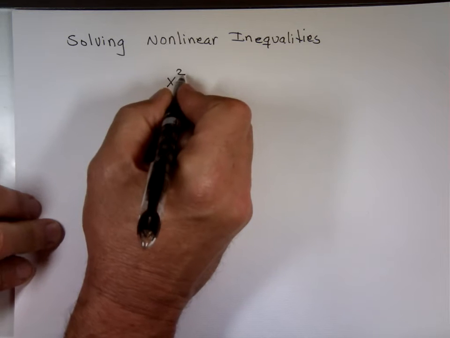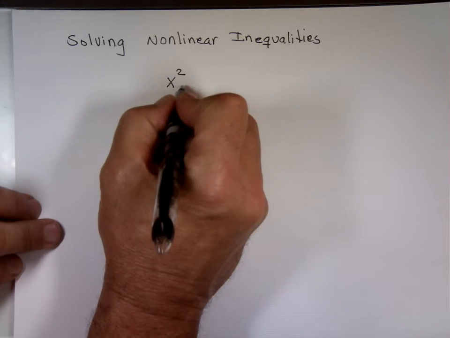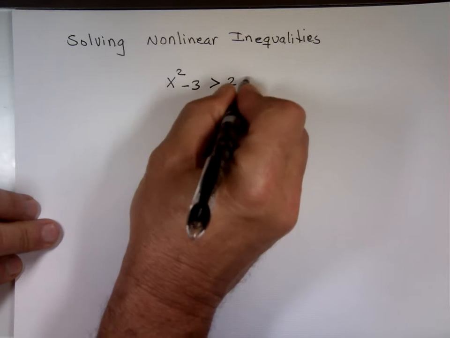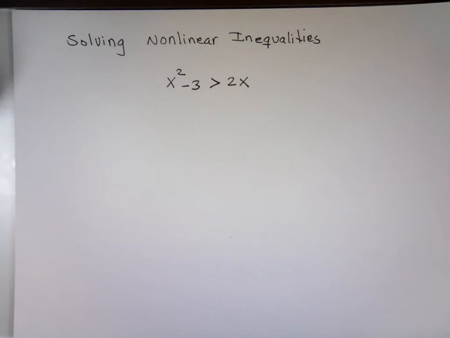X squared minus 3 greater than 2x. That's a nonlinear inequality. Highest power is 2. Now the way I solve these, that's me.